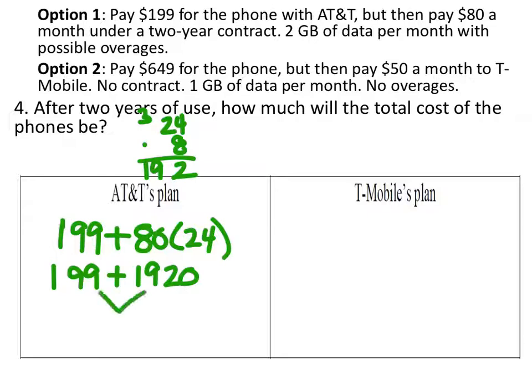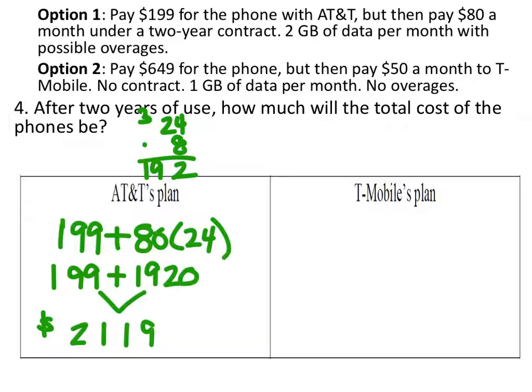And again, just by combining these, 9 plus 0 is 9. Tens place, 9 plus 2 is 11. The hundreds place, 9 plus 1 is 10, plus the 1 is 11. And then 1 plus 1 is 2. So looks like after 2 years for AT&T, you've paid $2,119.